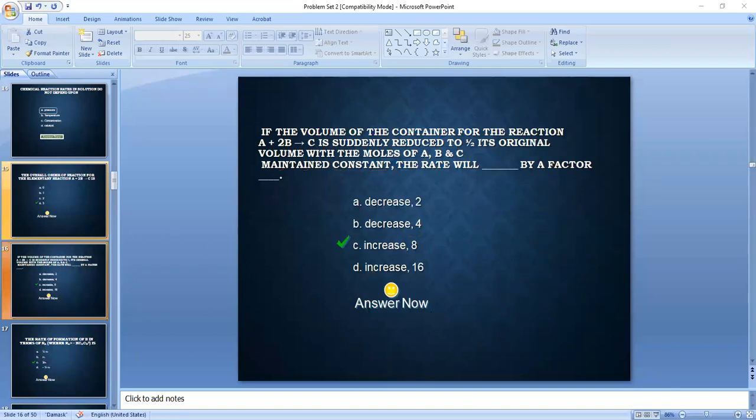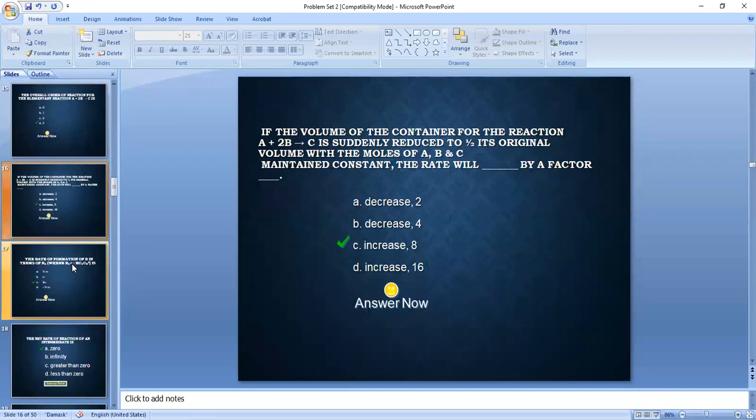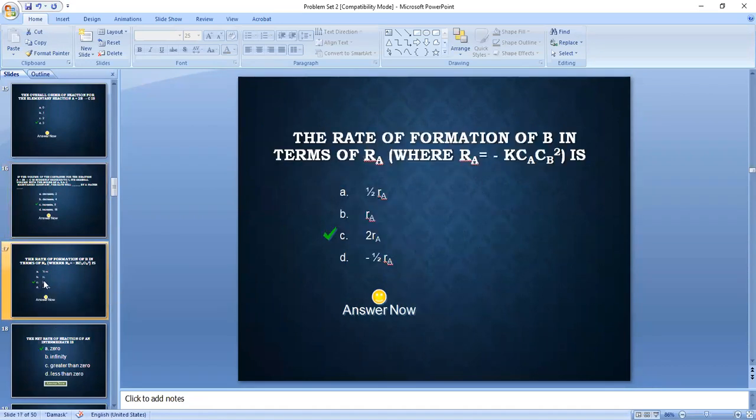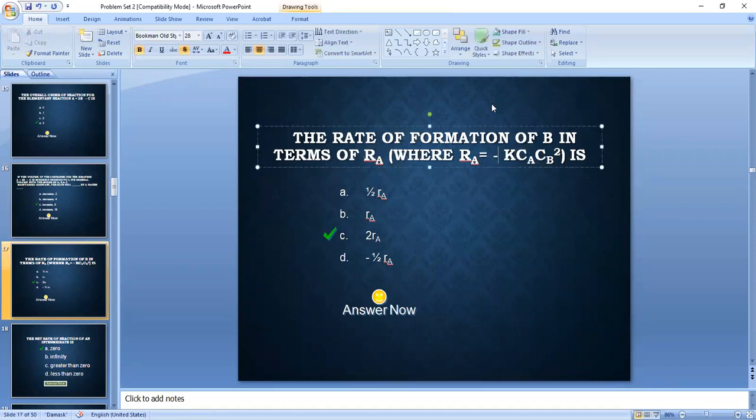Okay, let's move on. So we're now on 16. Then we'll have 17. The rate of formation of B in terms of the rate in terms of A is equal to negative. Actually, this negative sign should be written here. So let me just annotate.